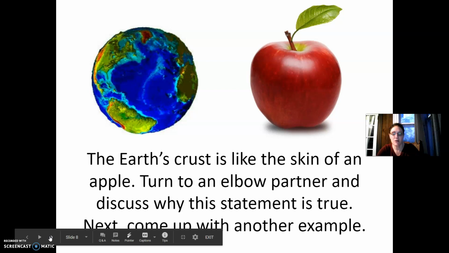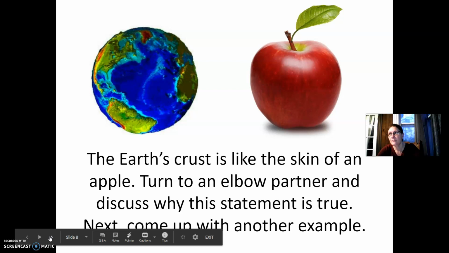The Earth's crust is like the skin of an apple. Turn to an elbow partner and discuss why this statement is true. If you don't have an elbow partner close by, call your parents in or talk to your dog. Tell them, why is the skin of an apple like the crust of the Earth? And then try to come up with another example.